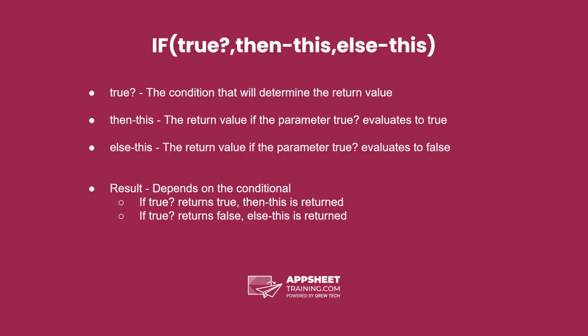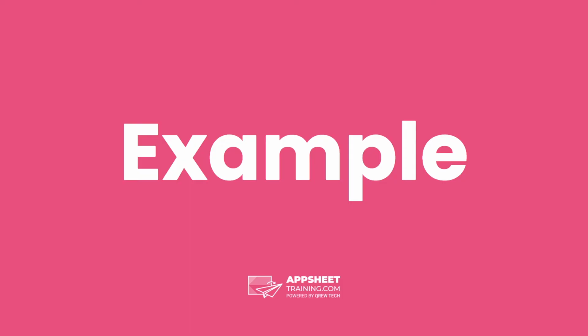If true returns true, then this is returned. Let me say that again. If the first parameter returns true, then the second parameter is what is returned by the if expression. If the first parameter returns false, then the third parameter is what is returned by the expression. Let's look at an example.